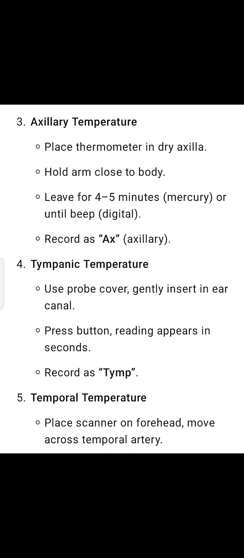Record. Now tympanic, use a probe cover, gently insert into the ear canal. Press the button, the reading appears in seconds. Temporal, place the scanner on the forehead, move.